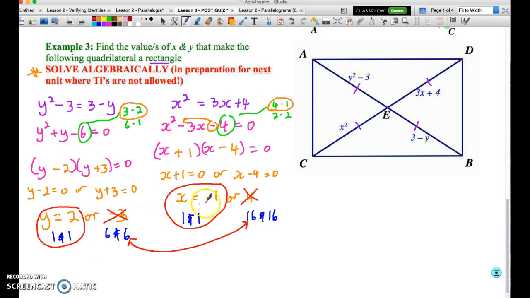And so, in fact, only one of the x and one of the y values are appropriate solutions. And so you need to be very careful about that. Always sub back to test the legitimacy of the answer. Okay, moving on.